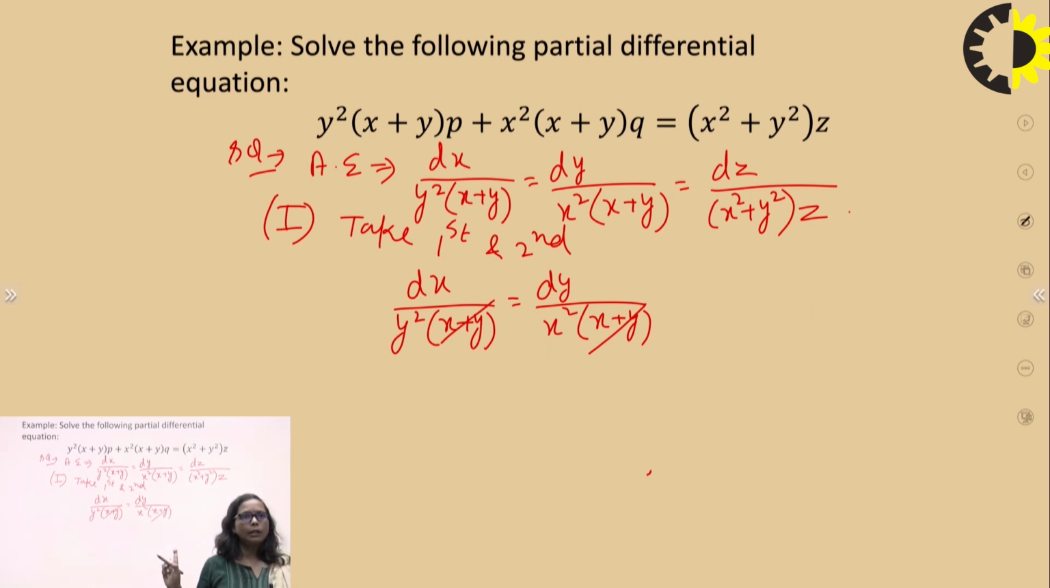And again, it's not yet integrable. But to make it integrable, you can do the cross multiplication and then it will take an integrable form. So taking x square over here, x square dx is equal to y square dy.